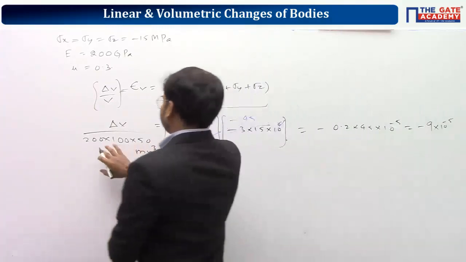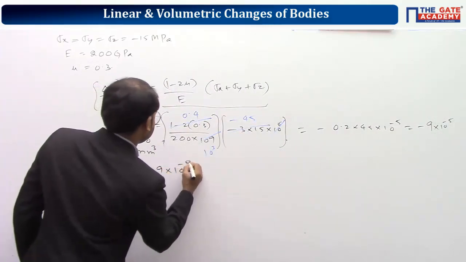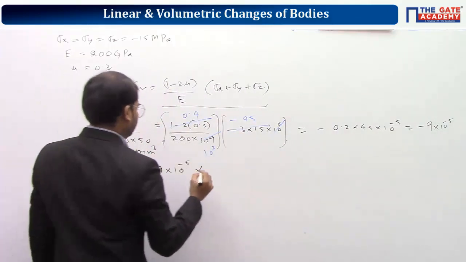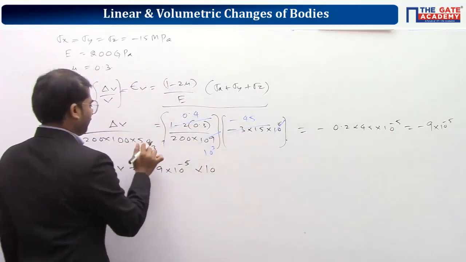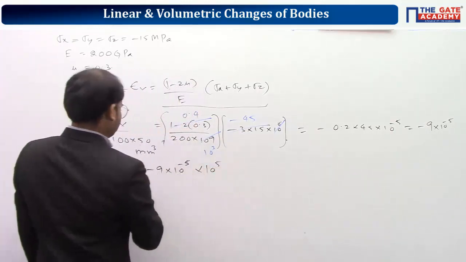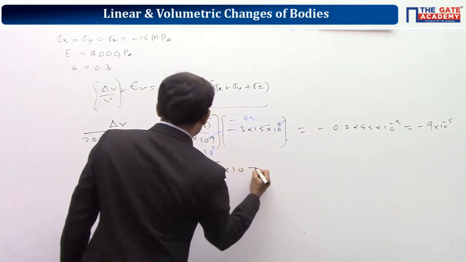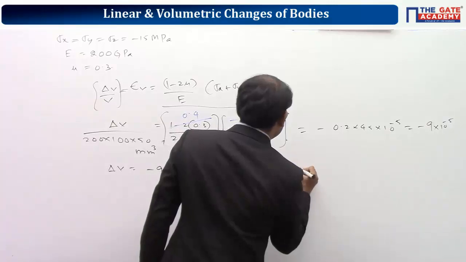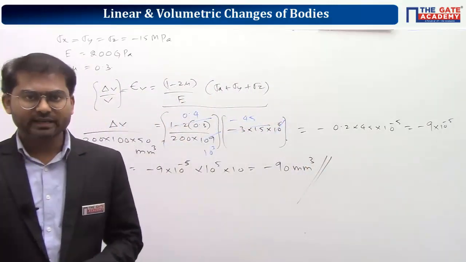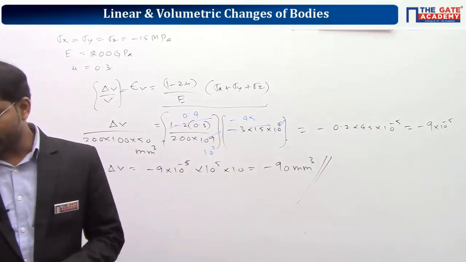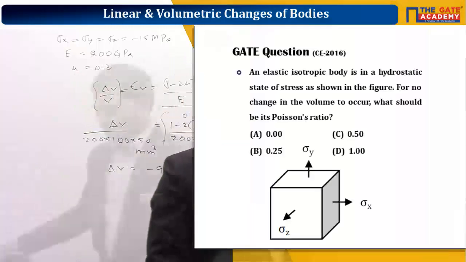Taking this to the other side, delta V becomes minus 9 into 10 power of minus 5 into 5 into 2 into 10, and so on. This gives you minus 90 millimeter cube. This means the member is experiencing a decrease of volume. So volume is decreasing here. That's the answer for this question. Now you can go with the next question.